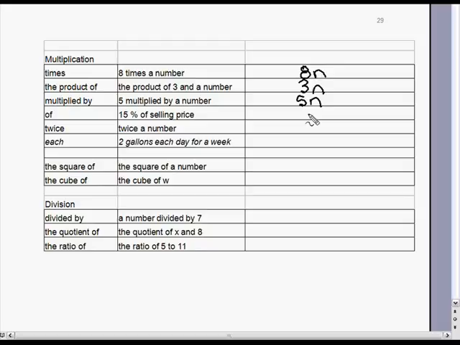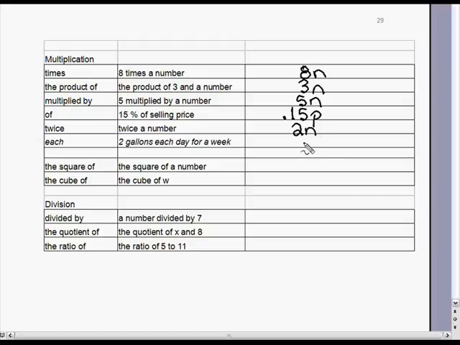Of is a very special two-letter word that does mean multiply. 15% of. Well, we never write percentages in word problems. We translate that into 0.15. 15% of a selling price. P for price, S for selling. I use a variable that represents what it is that I'm trying to find and not just X, which would represent anything. Twice a number is 2 times a number.